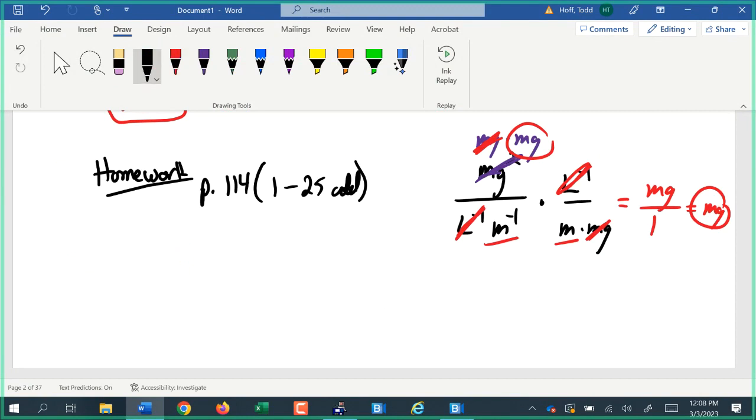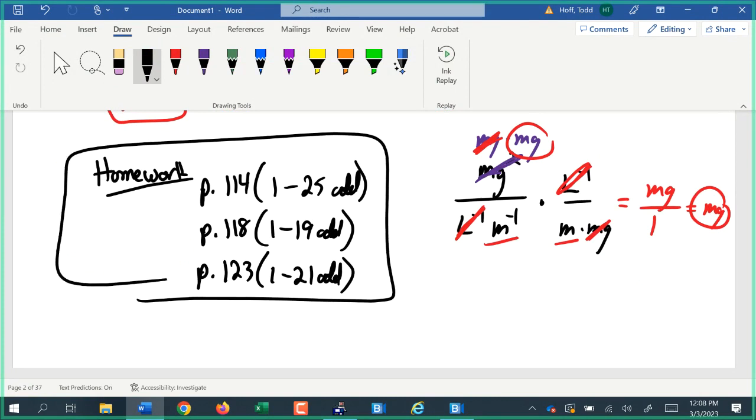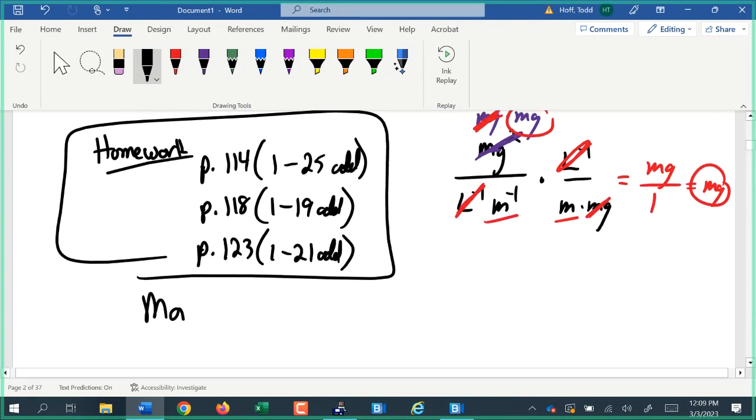Also, then we have page, I believe I gave you this first page, yes, on Wednesday, but I'll give it to you again. 118, 1 through 19, the odds, dealing with some of the household units. And then with the temperature conversions, page 123, 1 through 21, the odds. Now, as I said, Monday is our Unit 2 test.